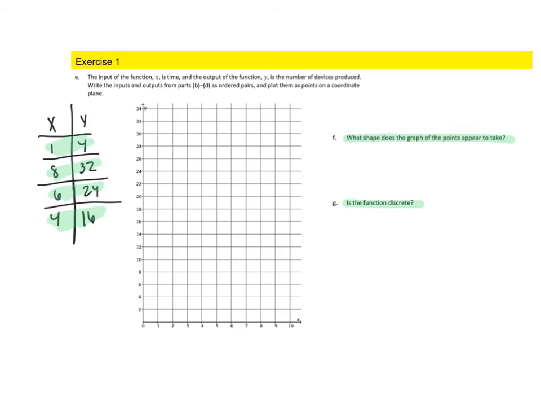All right, our first function pair was over 1 up 4. So over 1 up 4. The second one was over 8 up 32. So over 8 up 32, right here. The next one was over 6 up 24. Over 6 up 24. And then this last one was over 4 up 16. Okay. When you connected these lines, you should have determined that it formed a straight line.